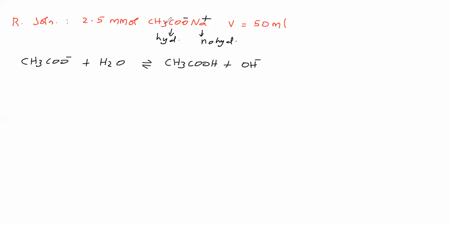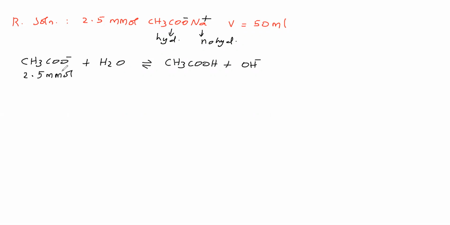Suppose they mention 60% ionization, then you take that. Suppose they mention 80% of the salt is ionizing, then you take 80%. If nothing is mentioned, take the salt as undergoing complete ionization. So we will take 100% ionization. Therefore, acetate ion is 2.5 millimole. So acetate ion, how much is there? 2.5 millimole is there. We will consider that.